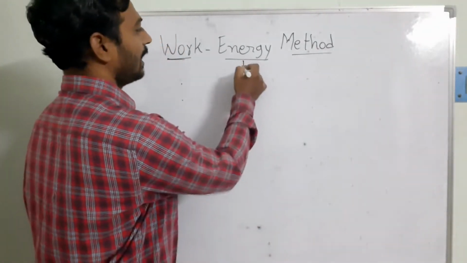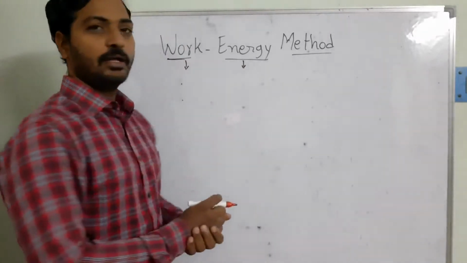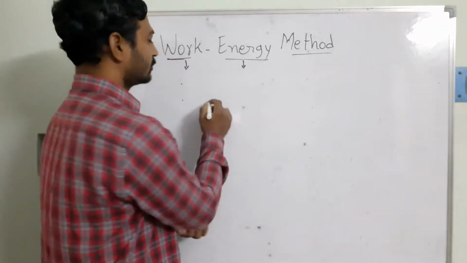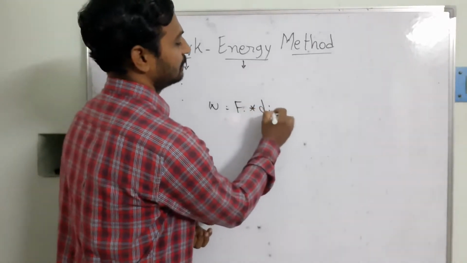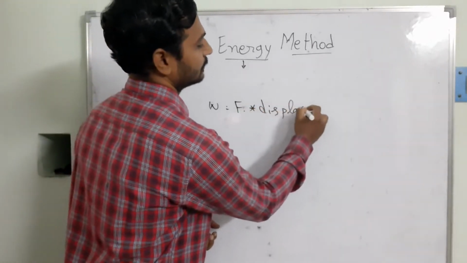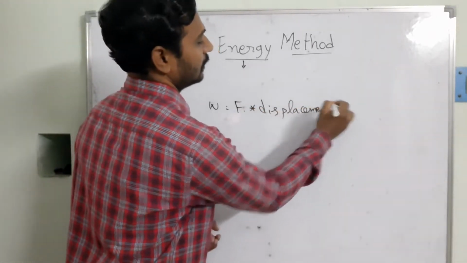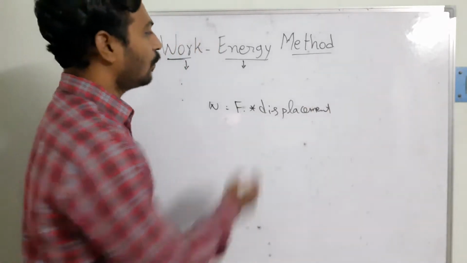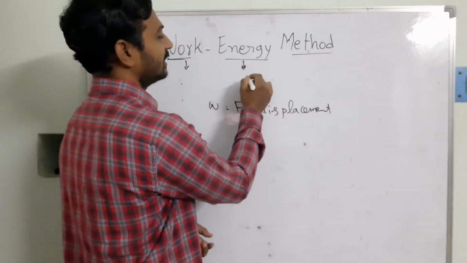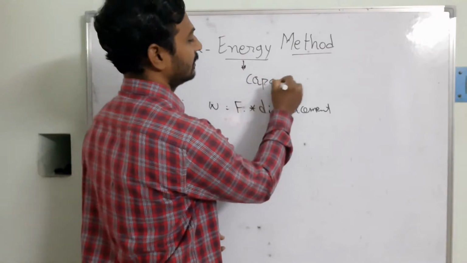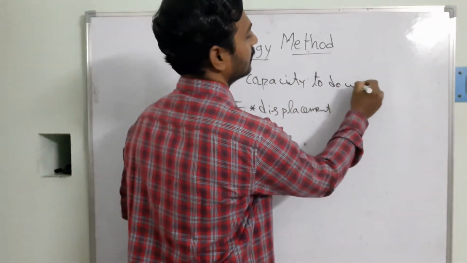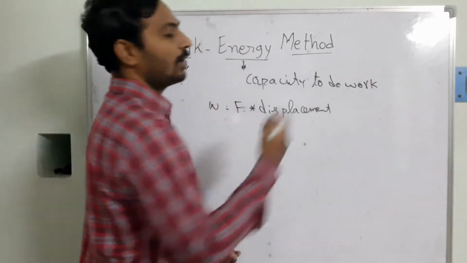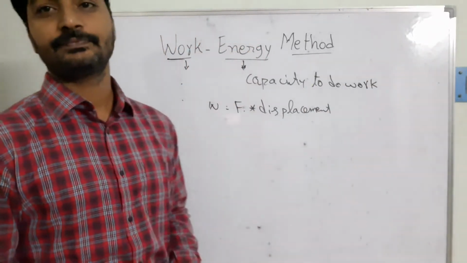So in this case, we have a standard formula: work is force into displacement. The force into displacement. Then what is the energy? The energy is nothing but the capacity to do work, that is called the energy. Right?